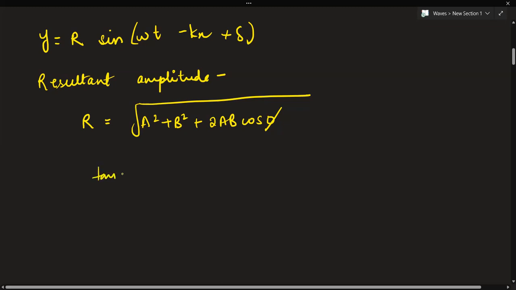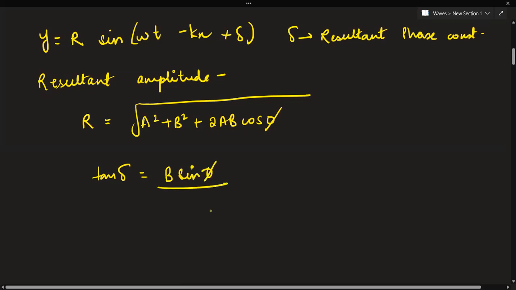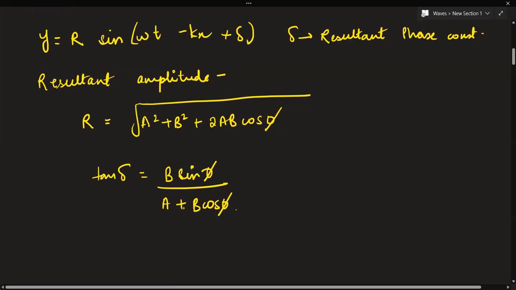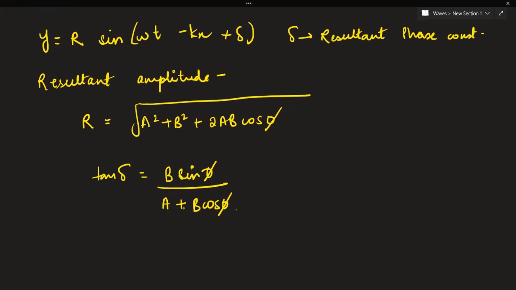And if you remember, you must have calculated the direction also, tan theta. I think most of the books have written tan beta, so we are taking tan delta. Why? Because delta I have taken as the resultant phase constant. If you remember the parallelogram law, then we used to write B sine theta or phi, whatever is the angle, over A plus B cos phi. Are you able to recall this parallelogram law? Okay, so this parallelogram law and all the basic vector laws will also be used in the next standard, in 12th class.